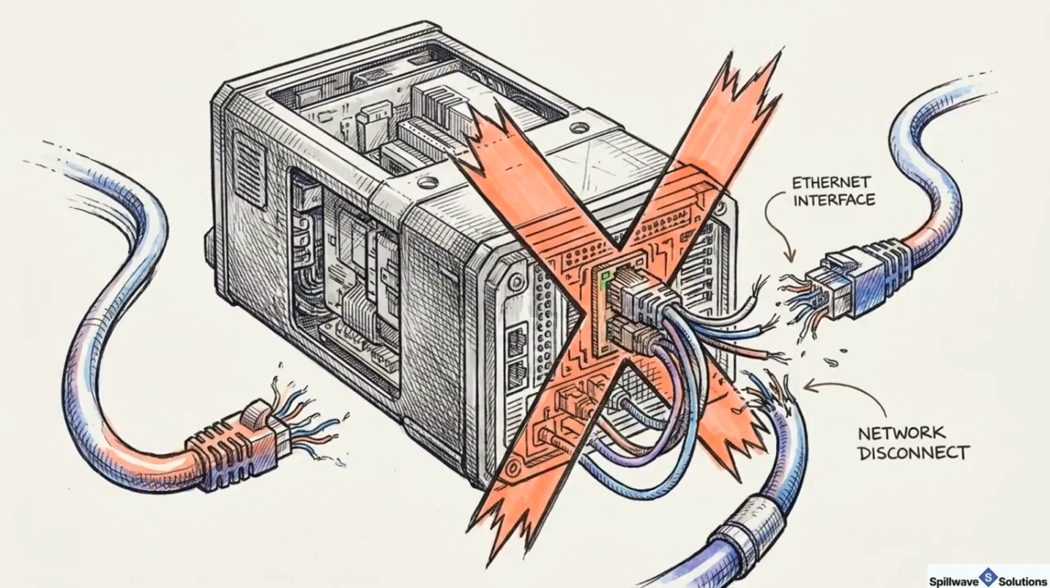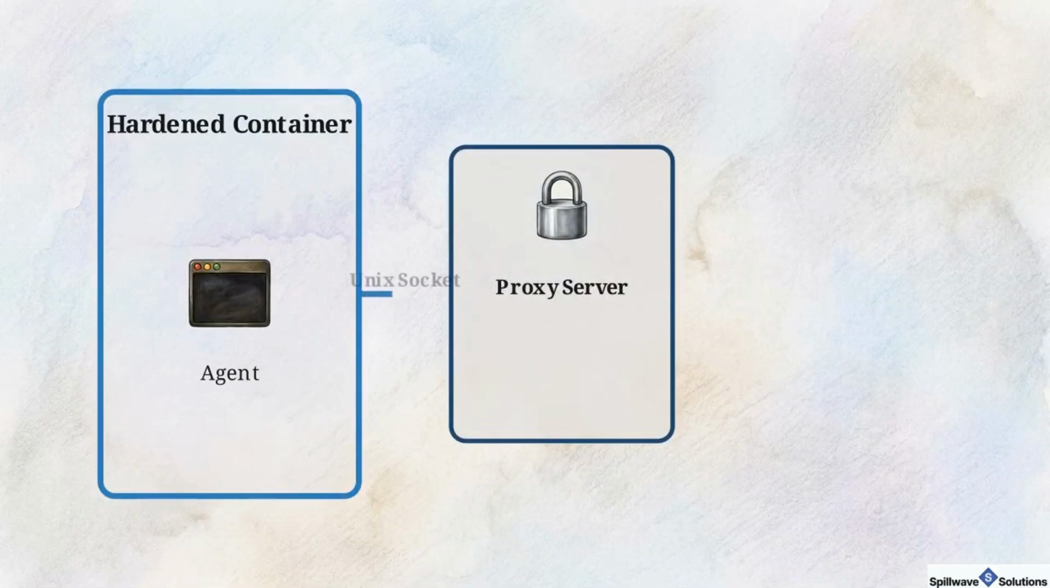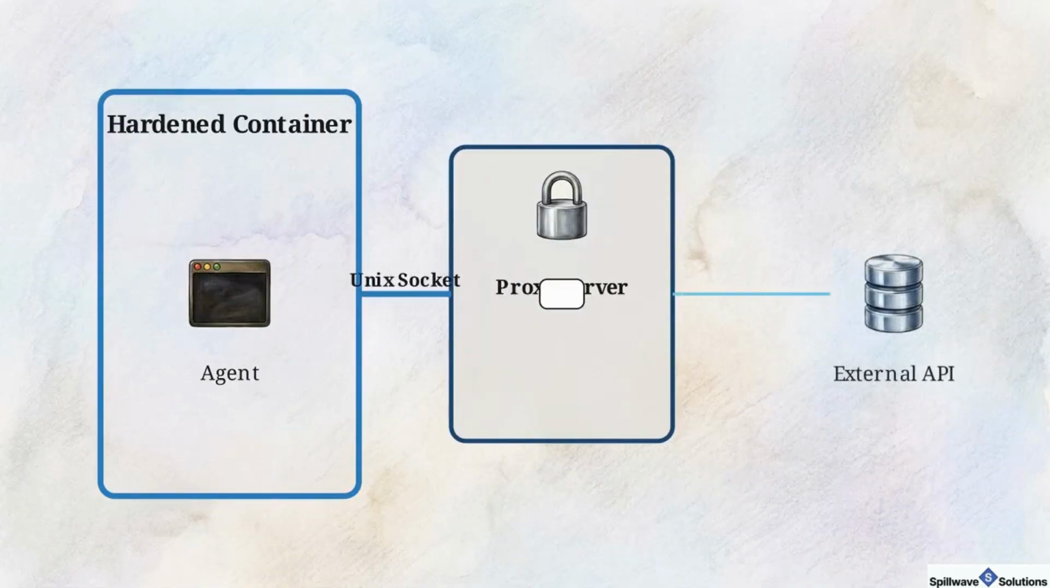The most effective security move at any level of isolation is to strip the network interface from the container entirely using the network none flag. To maintain necessary communication, you use an unbypassable proxy. The agent communicates only through a mounted Unix socket to a proxy server running outside the isolated environment.